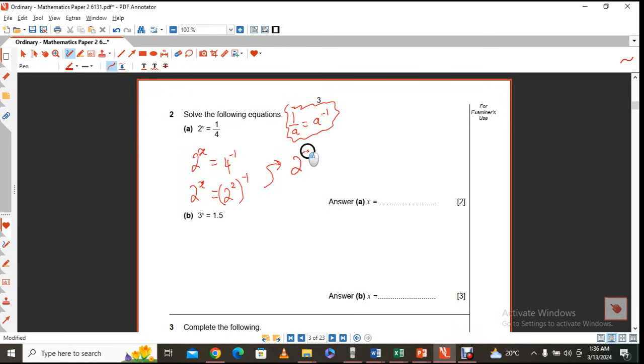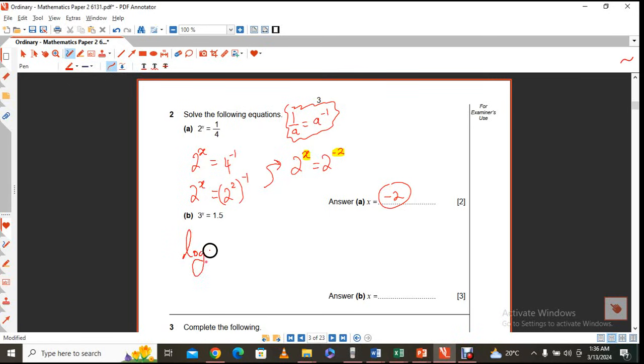So this gives you 2 raised to the power of x is equal to 2 raised to the power of -2 when you multiply. If the bases are the same, you are just going to drop them and then equate the indices. Therefore, the value of x is nothing but -2.